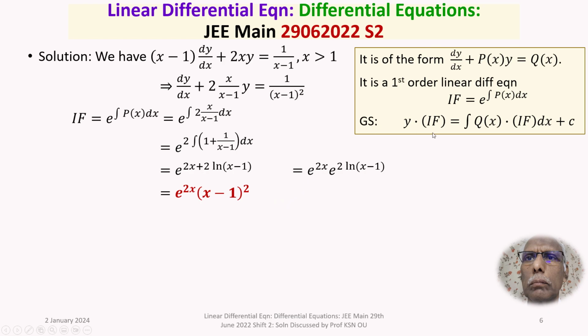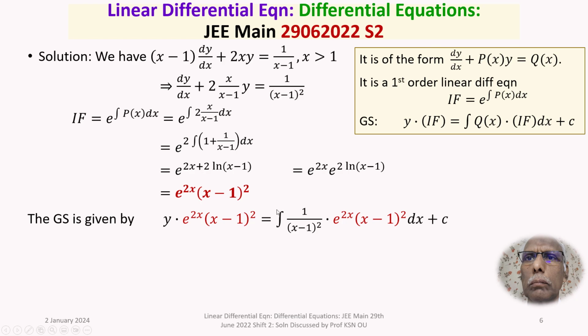The general solution is given by y times the integrating factor, this is the integrating factor, is equal to the integral of Q of x, that is 1 by (x minus 1) whole square, times the integrating factor, with respect to x, plus c. Now (x minus 1) whole square cancels on the right hand side. So you are left with the integral of e power 2x dx plus c, that is equal to e to the power of 2x by 2 plus c.